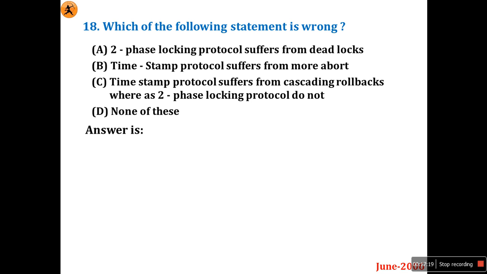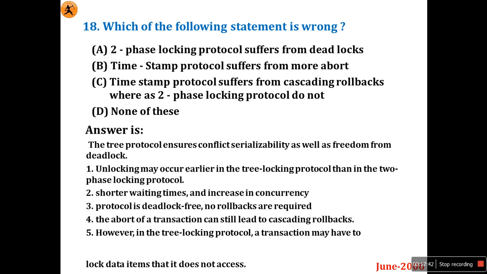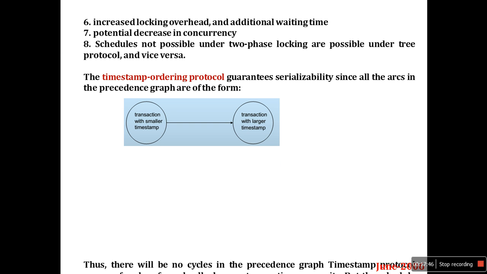means all these properties, we can conclude two-phase locking protocol suffers from deadlock. Yes, it is true. Timestamp protocol suffers from more aborts. That is also true. Timestamp protocol suffers from cascade rollbacks, whereas for two-phase locking protocols, I have already explained all the properties. So all are true, only here the question's option is none of these. Just go through it for this question and read once what locking is.